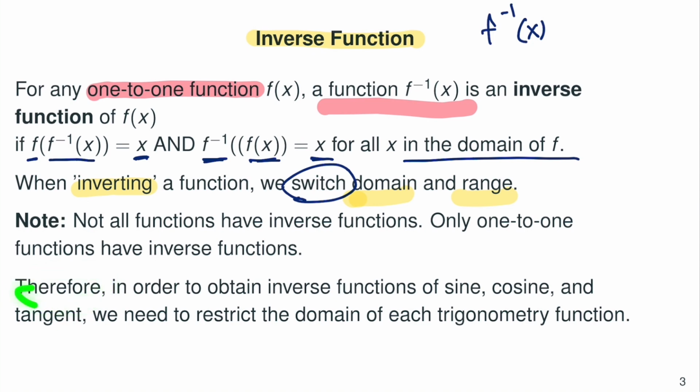Therefore, in order to obtain the inverse function of sine, cosine, and tangent, we need to restrict the domain of each trig function, because sine, cosine, tangent are not one-to-one functions. So that we can have inverse functions of these three, we restrict the domain, which means we only look at the section of sine, cosine, tangent that is one-to-one and invert that section.